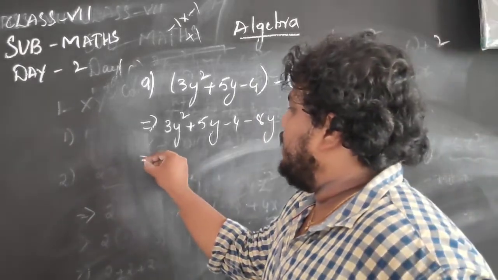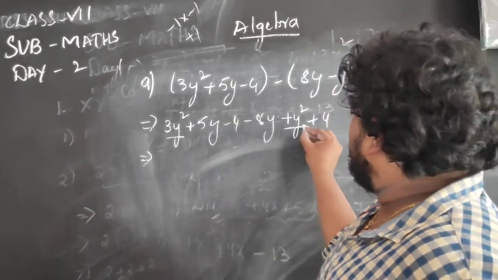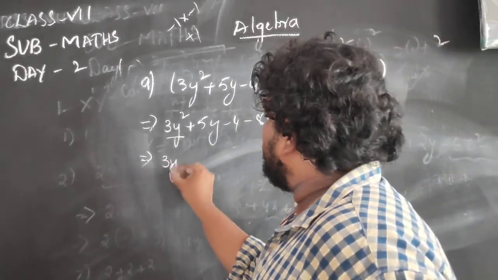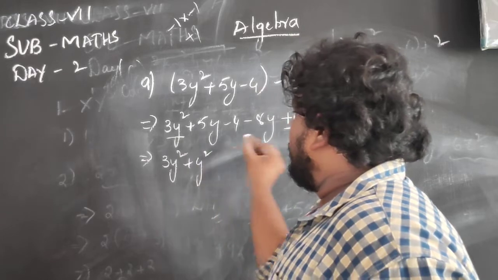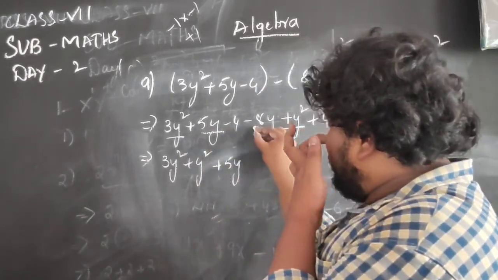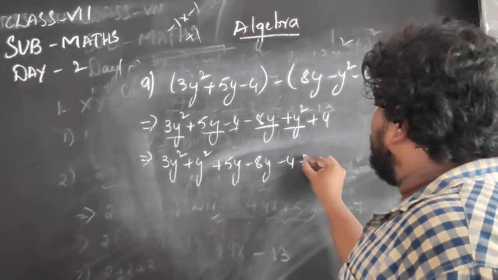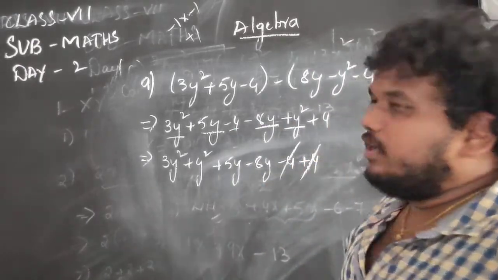Now you take all the like terms together. First, y square. Where do you have y square here? So 3y square plus y square, and next 5y, so that is plus 5y, and here you have minus 8y, and here minus 4 plus 4. You know minus 4 plus 4 get cancelled.